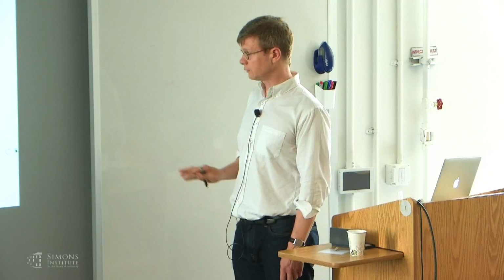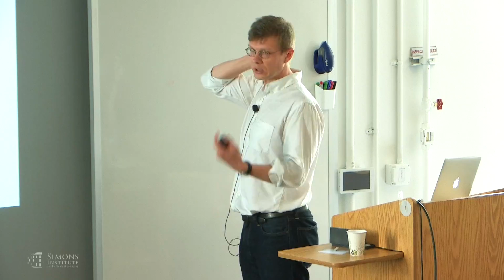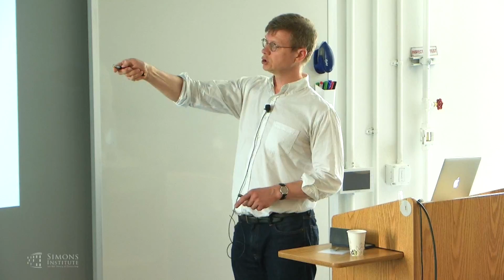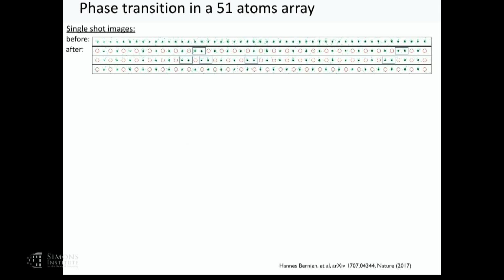Okay, but there was a question about this correlation. Let's look at this same effect in a different way. Let's now look at single-shot images. Initially we have 51 atoms in the ground state, and then we make a transition. After the transition, sometimes we will get this up, down, up, down, perfectly ordered state. But most of the time, it will not be like this. Most of the time, we'll have an ordered array, up, down, up, down, and then here is some defect. And then up, down, up, down, and here is some defect.